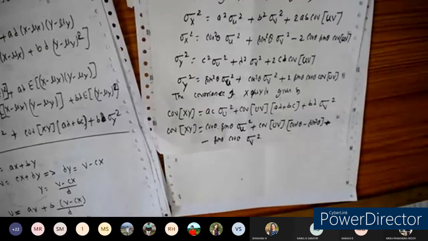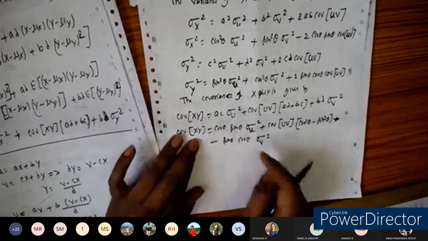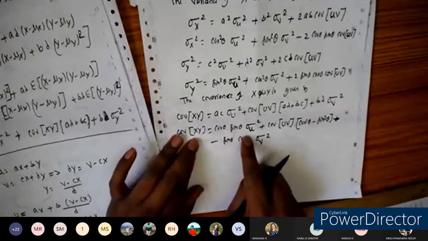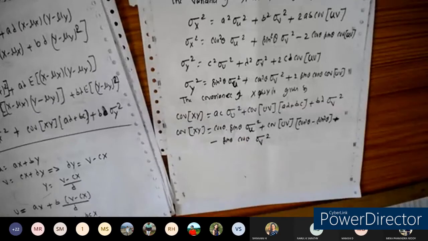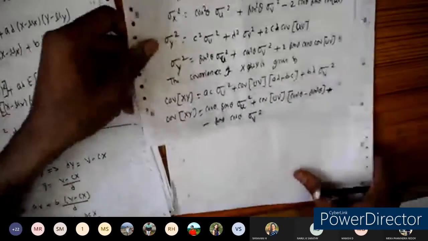Then, so this is the covariance of the random variable u and v. Here we can take cos theta sin theta common and rewrite the expression. So let us rewrite here.